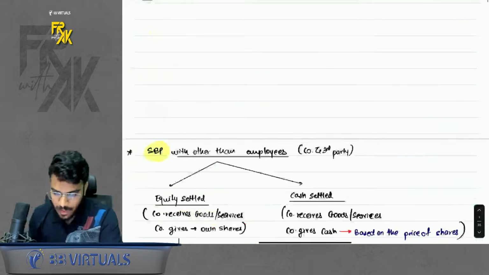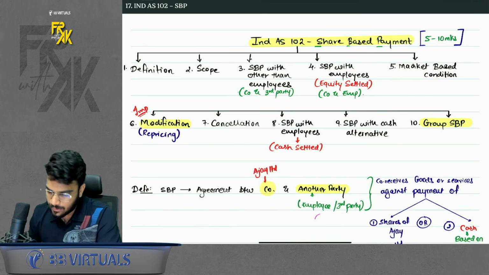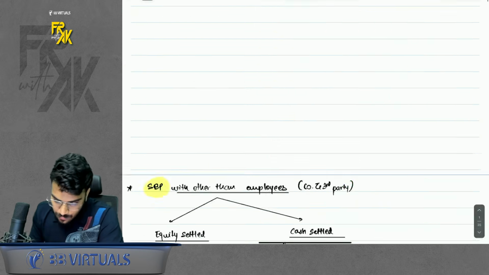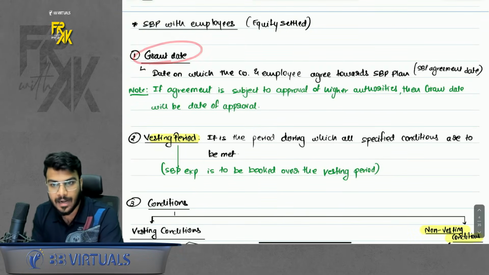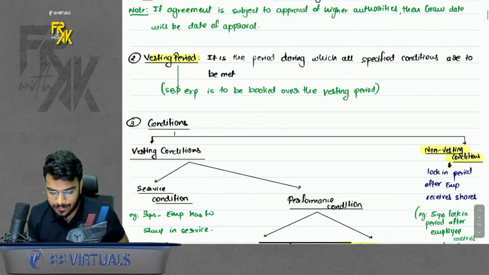Now the next point is SBP with employees. Here comes the important part, where there is a share-based payment between the company and the employee. First I'm discussing equity settled. So what happens in equity settled? First I will discuss a few terms. One is grant date. Grant date means the agreement date, the date when they enter into the agreement of share-based payment. Then there is the vesting period.